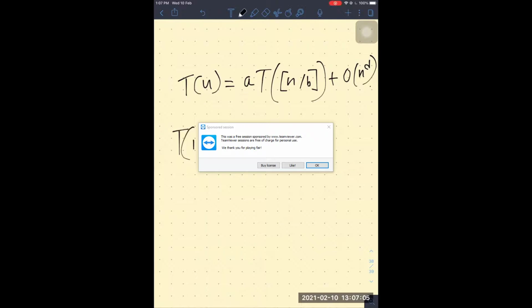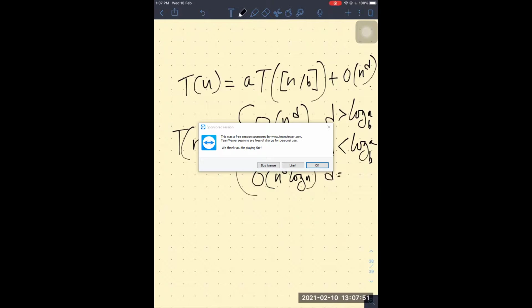So Master's theorem says that the runtime of T(n) will be big O of n to the power d, given d is greater than log a base b, or it will be big O of n to the power log a base b if d is less than log a base b, or it will be big O of n to the power d log n if d is equal to log a base b.